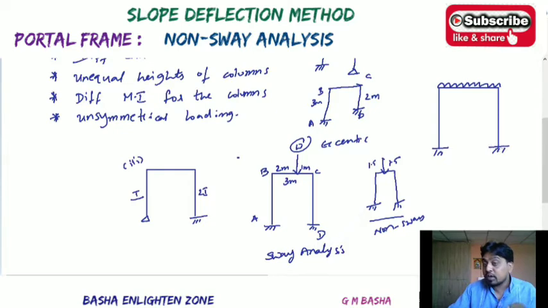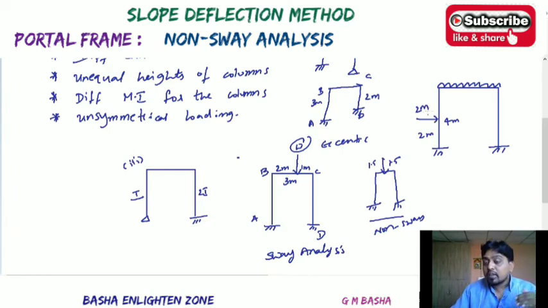Both end conditions will be the same, the column heights are also the same, and the moment of inertia for the columns is also equal. At that time, the problem will come under the sway analysis. But in this frame, there will be a loading acting. For example, this is a 4 meter column, 2 meters by 2 meters distance, and a horizontal load is acting on a column. Then this type of frame will come under the non-sway analysis.